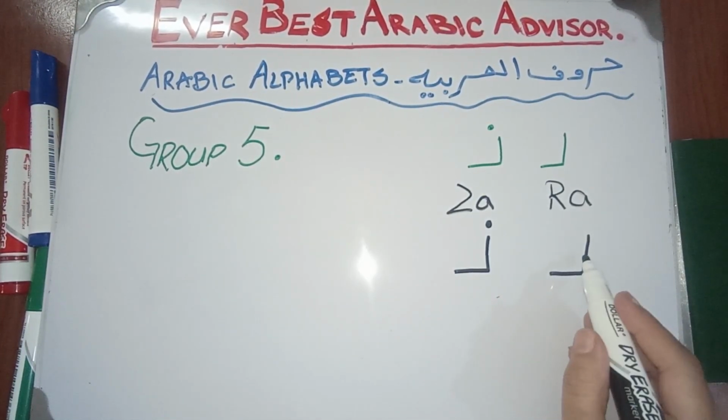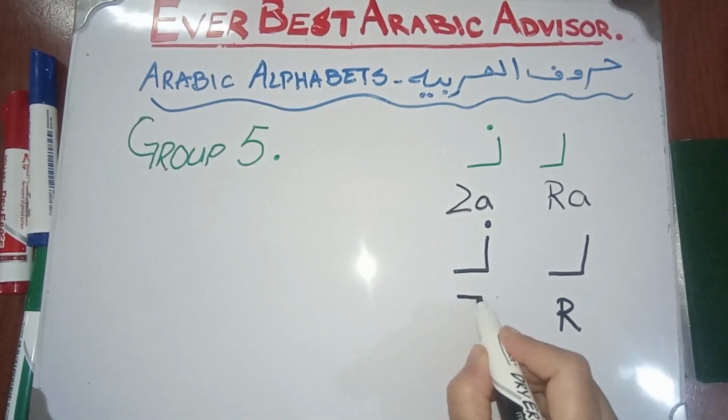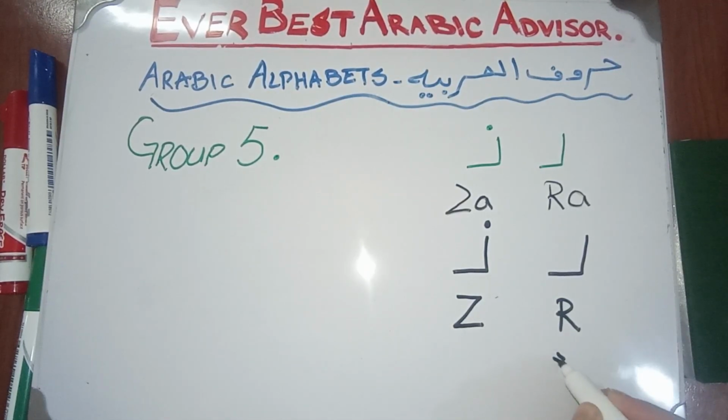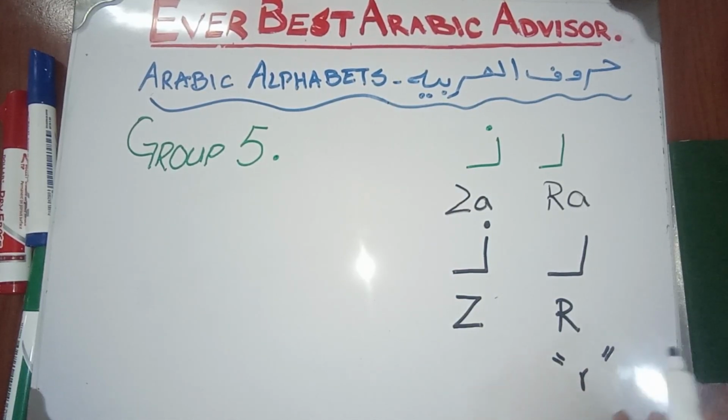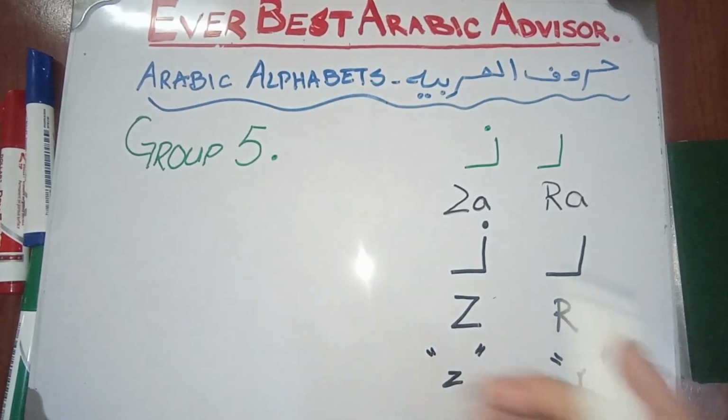The equivalent of letter Ra in English is letter R and of letter Za in English is Z. The sound of letter R is just like an R. You can say just like the R in rain. And the sound of Z is just like Z. Just like you can say the Z in zip.